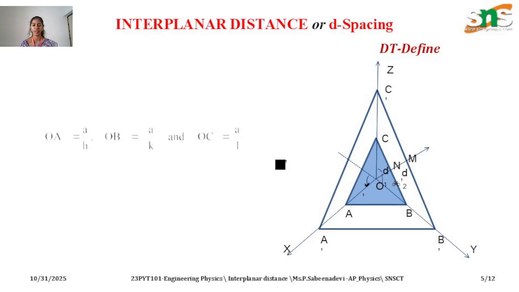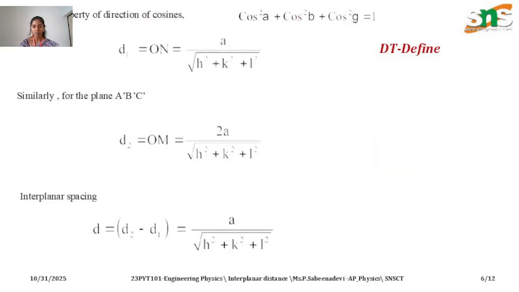Let us consider a cube. A cube has all sides equal, so all have the value a, which is the lattice constant. OA is equal to a/h, OB is equal to a/k, and OC is equal to a/l.